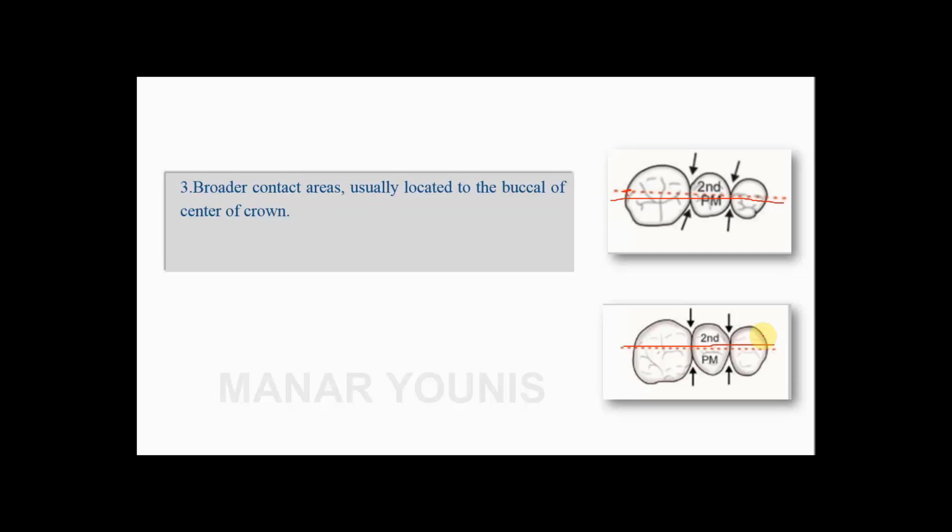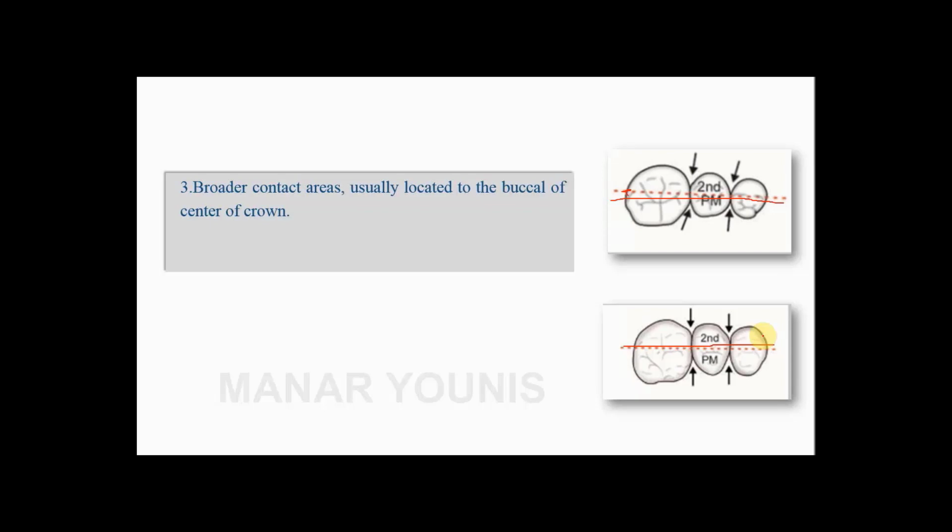Also, we have two or more cusps. Here we have two cusps. In the mandibular first molar, we have five cusps. There are grooves. There are pits at the junction of many grooves. We have triangular ridges and so on. These are the characteristic features that differentiate posterior teeth from anterior teeth.